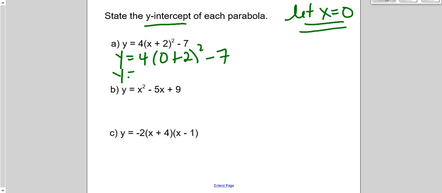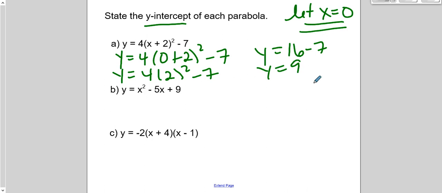And then evaluate it. So first my bracket, 0 plus 2, which is 2, squared, and then minus 7. 2 squared minus 7. And then 2 squared is 4, and 4 times 4 is 16, which would give me y equals 9. So 0, 9 would be my y-intercept.